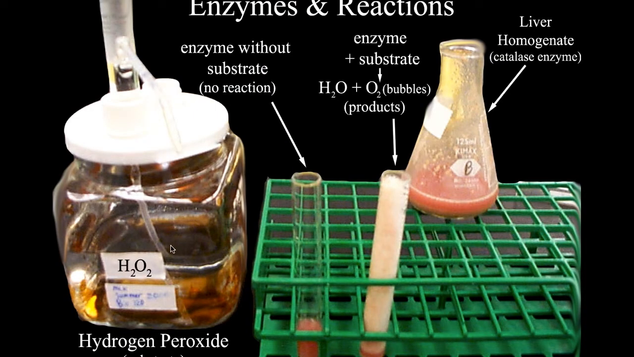So here we have enzymes and reactions. Here's our substrate, hydrogen peroxide. Here's our catalase, our enzyme, which is liver homogenate. Here's the enzyme without the substrate. When we add the hydrogen peroxide, you can see all these bubbles. So the enzyme plus the substrate gives us water, or H2O, plus bubbles. That's our product. So we're breaking down the hydrogen peroxide.